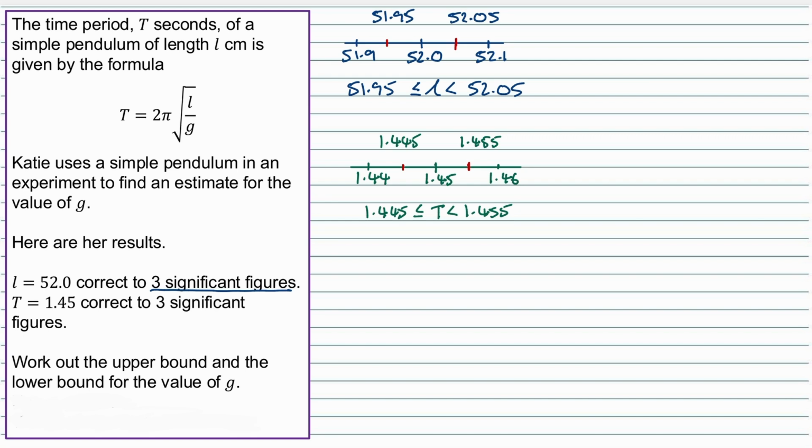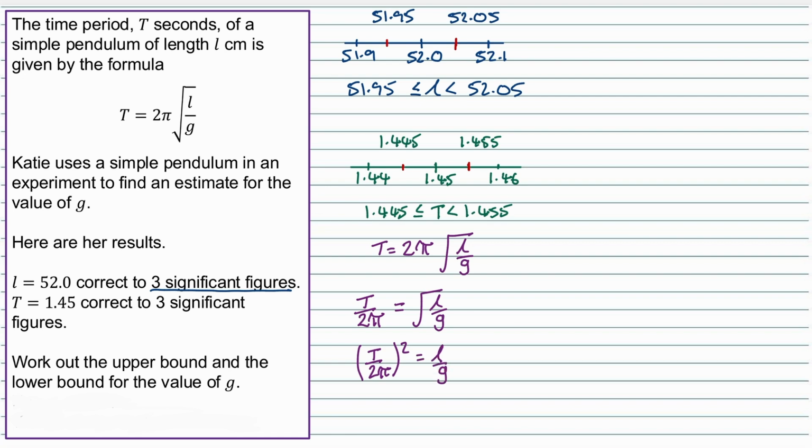Okay, so how did you get on with that? We know that T is 2 pi times the square root of L over g. So to make g the subject, I'm going to take 2 pi to the other side. So we'll get T over 2 pi will be the square root of L over g. And now we need to cancel out the square root, so we'll square both sides. We get (T over 2 pi) squared will be L over g.